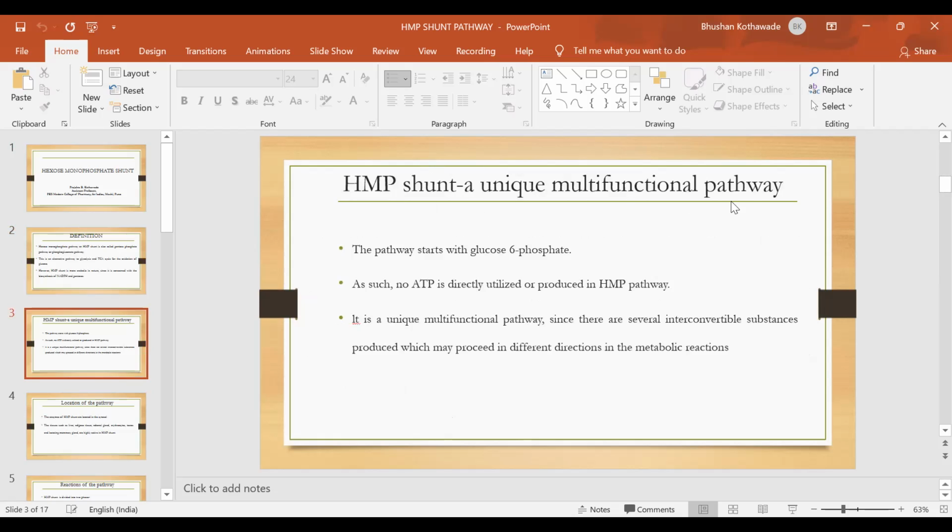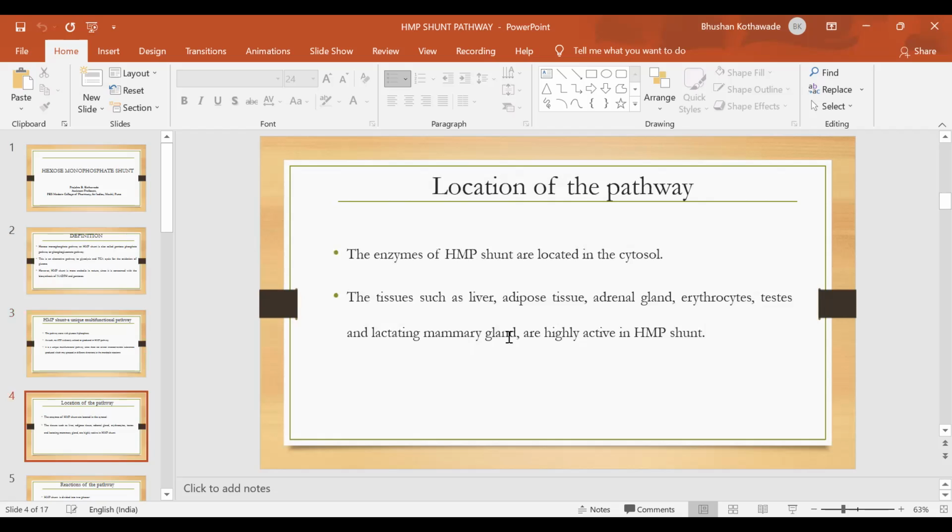The HMP shunt pathway is a unique multifunctional pathway because the intermediates which are formed here are used in various metabolic reactions. The starting product for this pathway is glucose 6-phosphate. In this pathway, as such, no ATP is directly synthesized or utilized. But in this pathway, we get the formation of NADPH and pentoses.